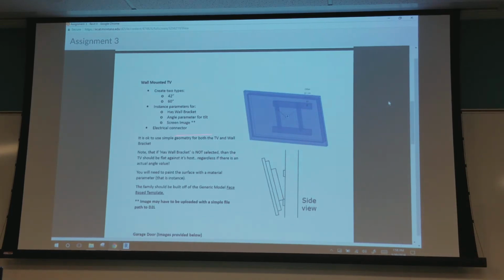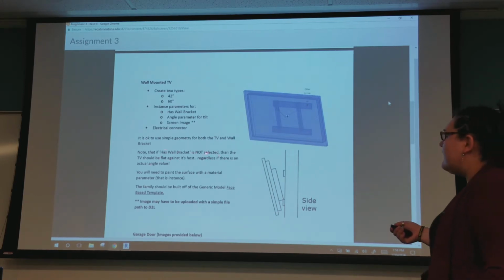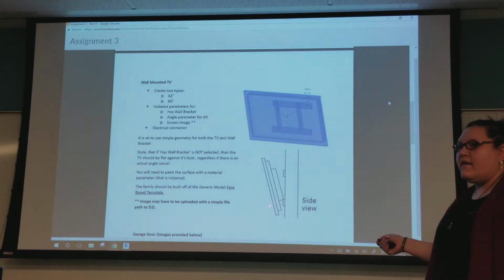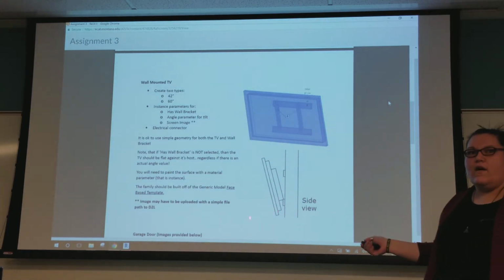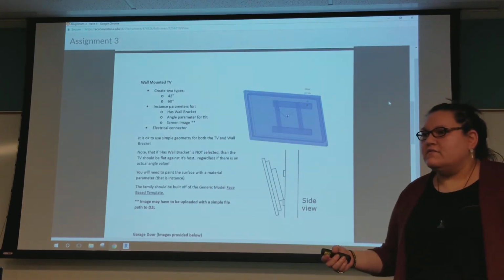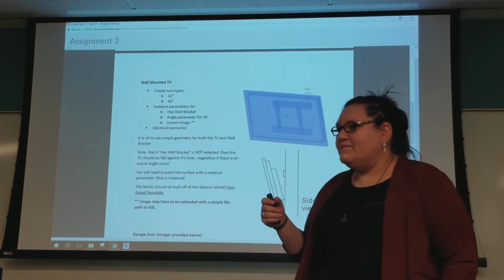Anyway, so again, it's okay to use the simple geometry. If it has wall bracket not selected, then the TV should be flat against the wall. Okay, we don't want any angled TVs against a wall with no bracket. So what does that tell us? You have to have it tight.